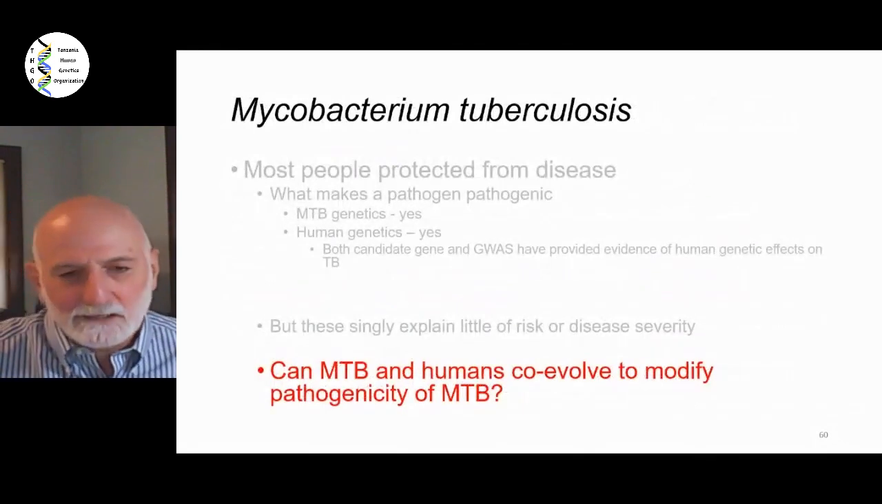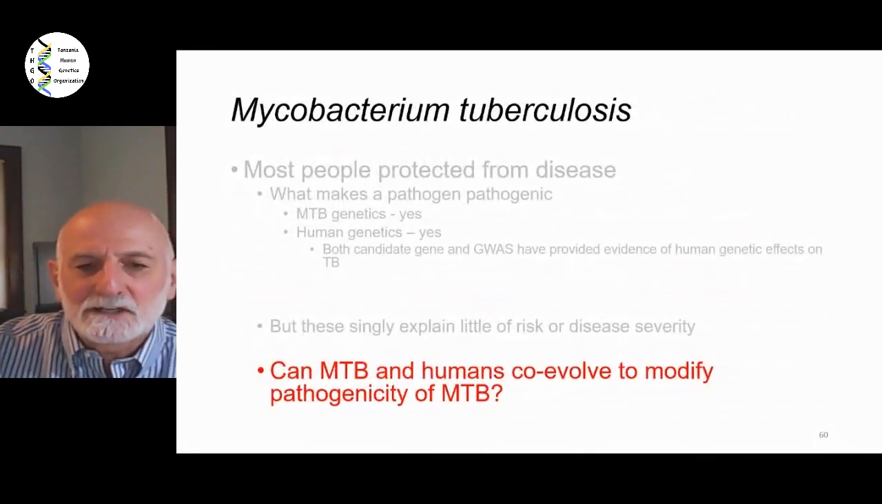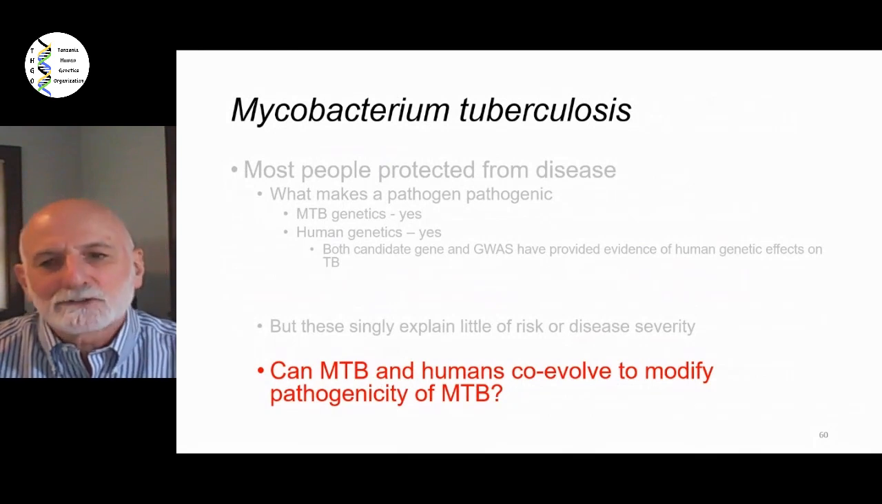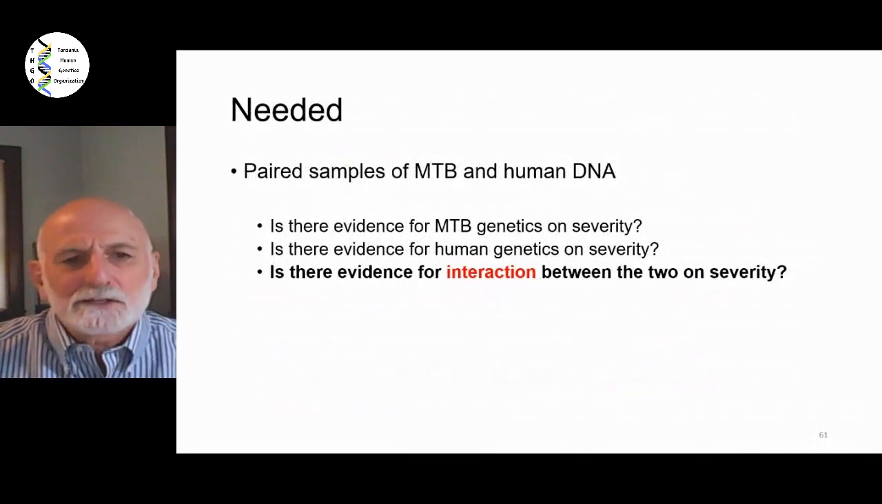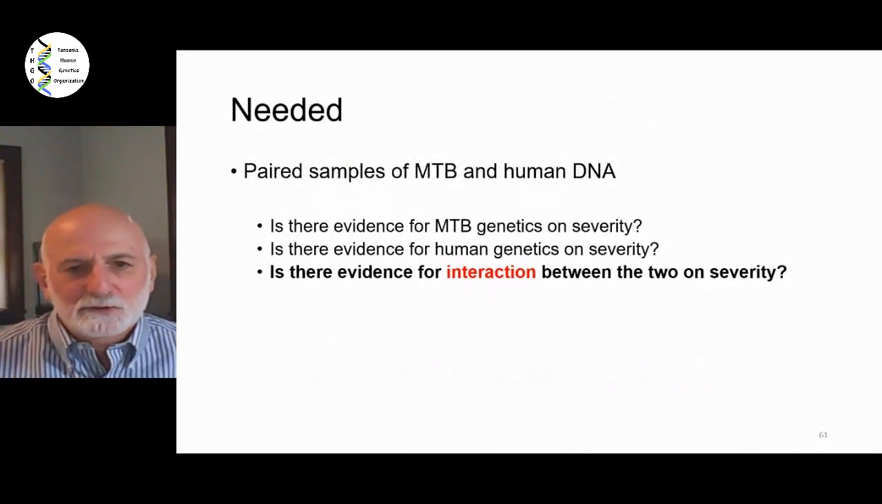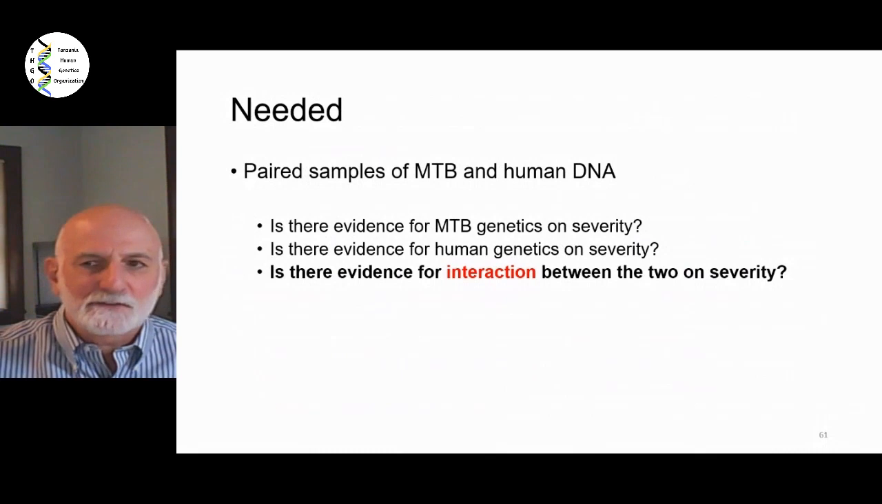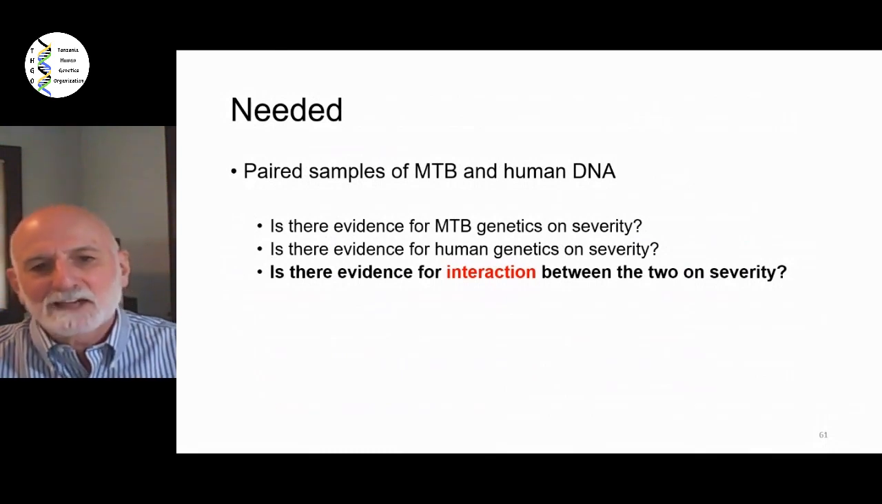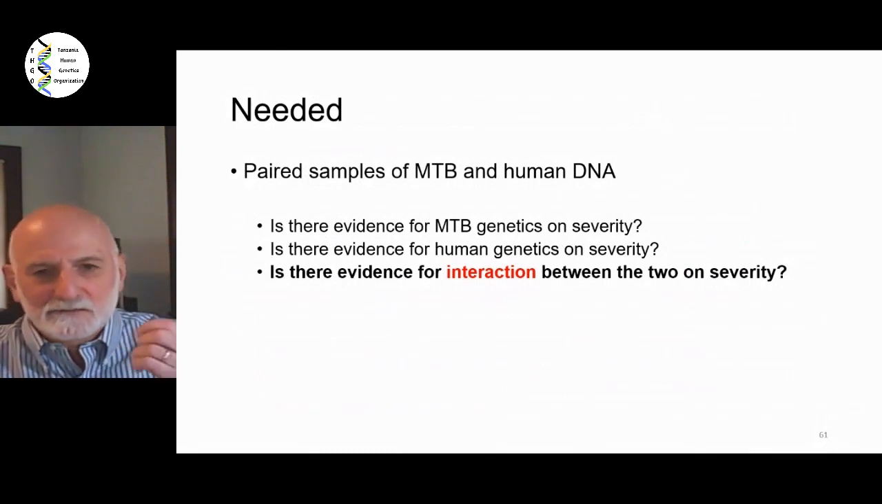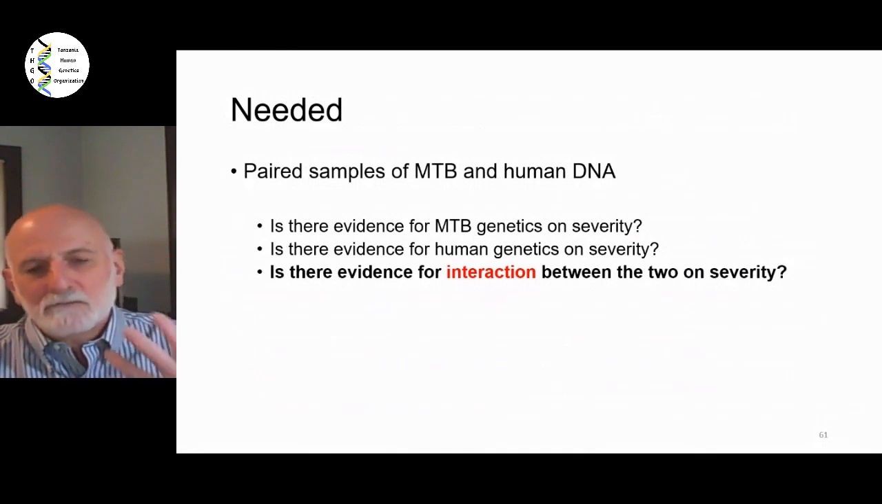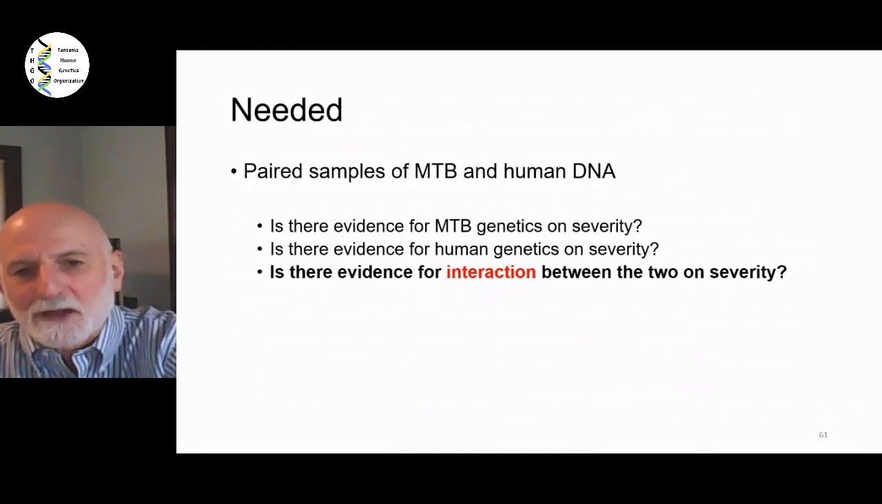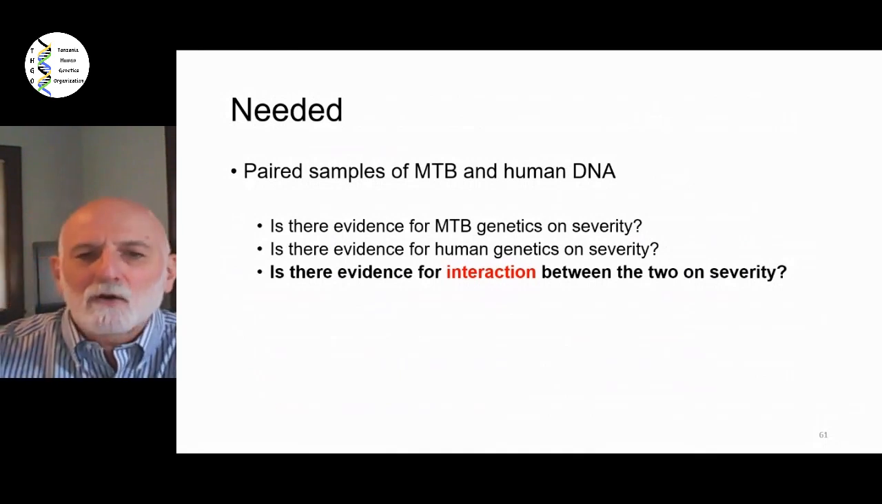So can they modify to affect pathogenicity of mycobacterium? And again, we're looking at this concept of severity. This study was done, we again took paired samples and asked, is there evidence for mycobacterium genetics and severity? Is there evidence for human genetics on severity? Is there evidence for the interaction on severity? And how does that interaction affect the individual traits? So if there is an interaction, does it change the relationship between mycobacterium genetics and severity and/or human genetics and severity?